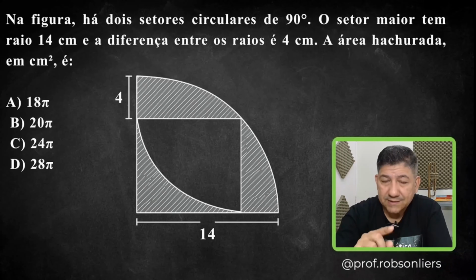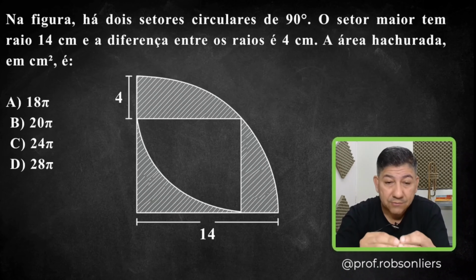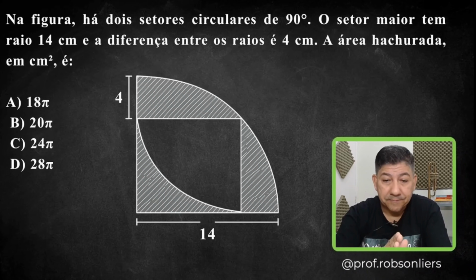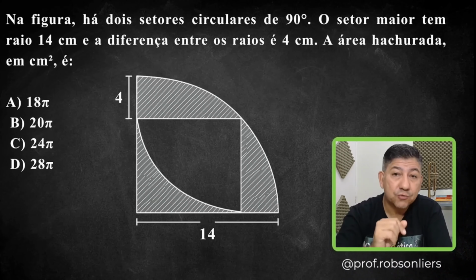Look at this figure on the screen. We have two circular sectors of 90 degrees, a radius of 14 centimeters, and a difference between the radii of 4 centimeters. The question is, what is the area of the shaded region?